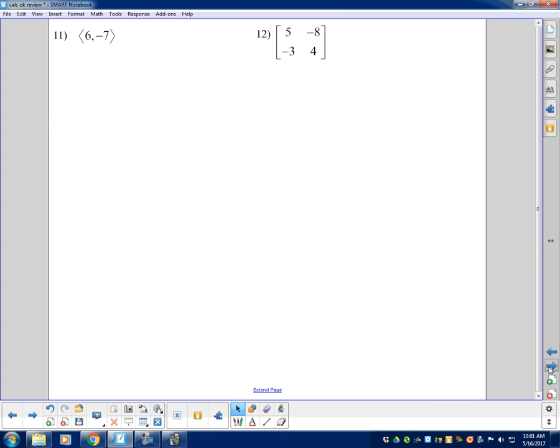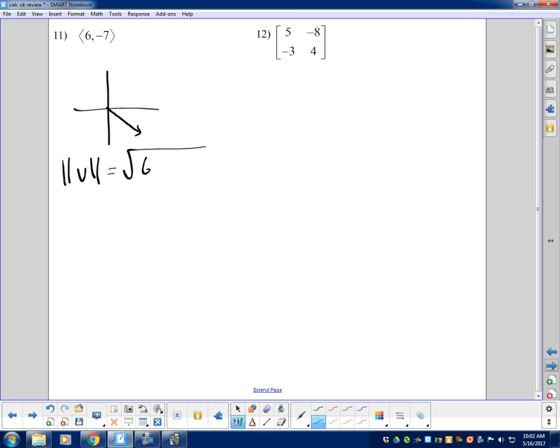All right, number 11, we're getting into vectors here. It says convert the vector 6, negative 7 to magnitude direction form. Okay, so 6, negative 7 is down here in the fourth quadrant. So we need to find theta and we need to find r, or the magnitude, we're calling it magnitude in the vector section. So magnitude is equal to the square root of 6 squared plus negative 7 squared. And so that is equal to about 9.22.